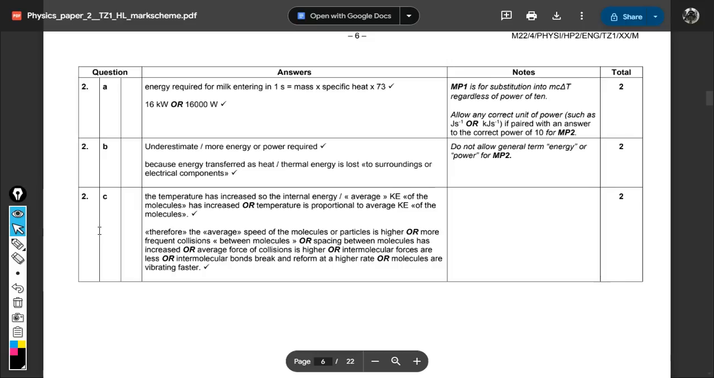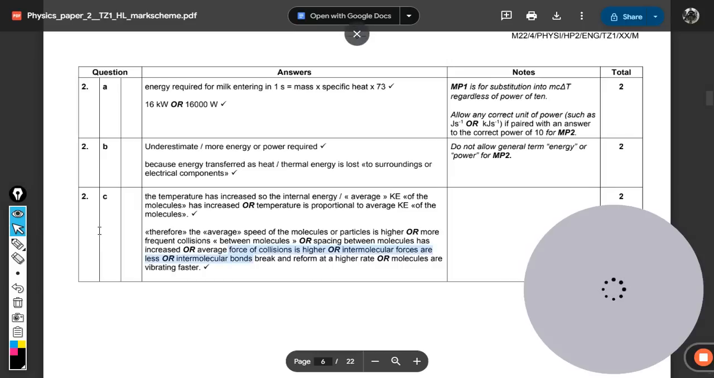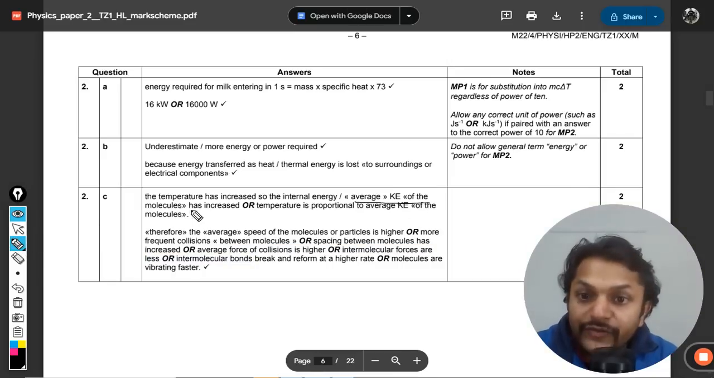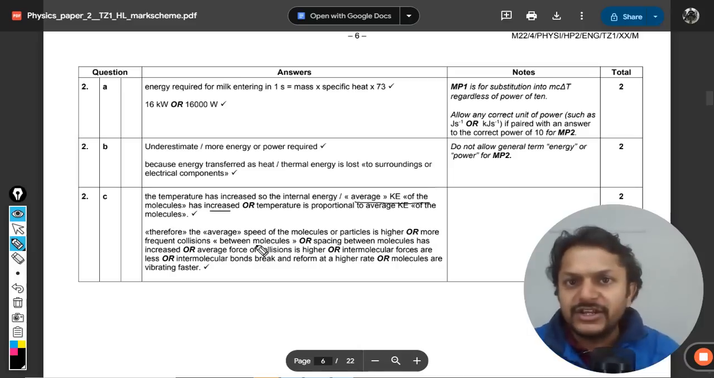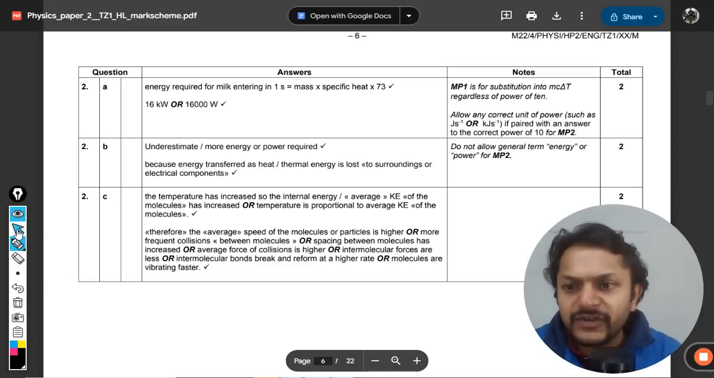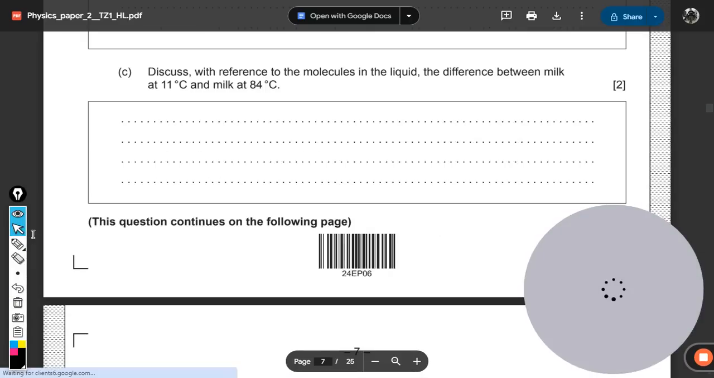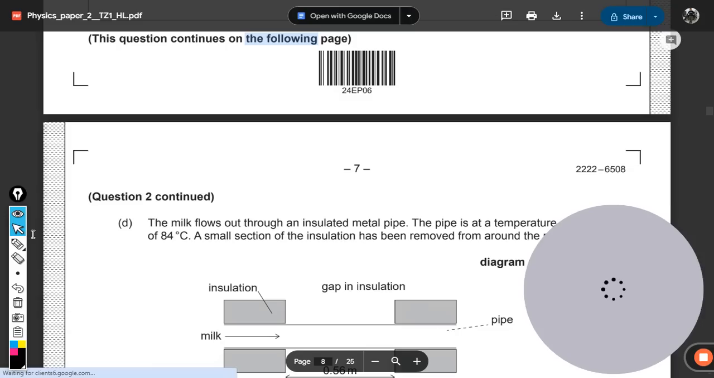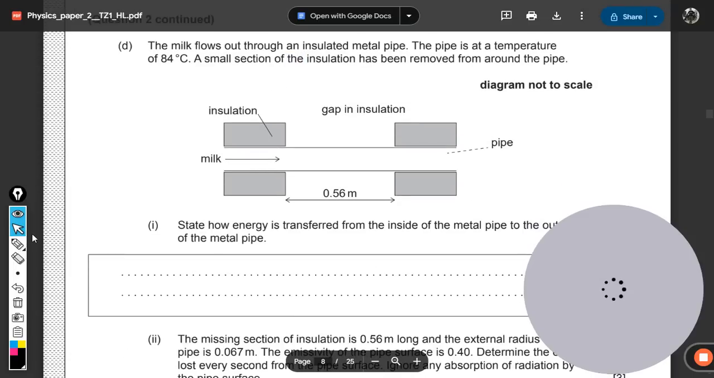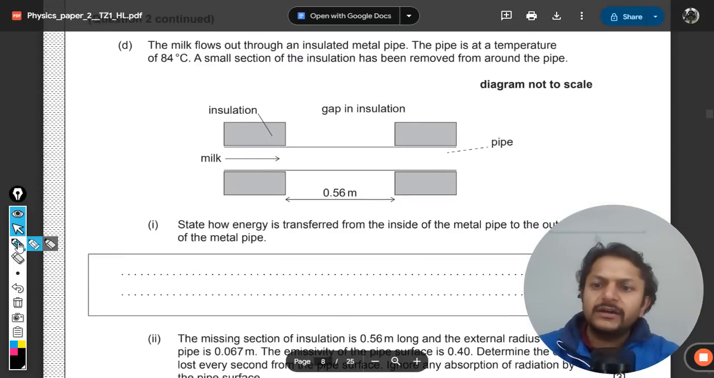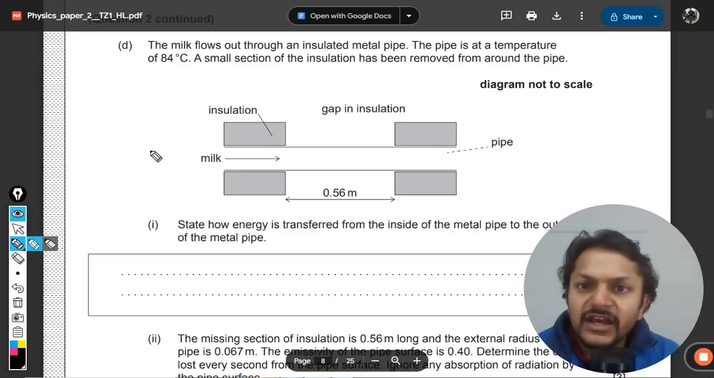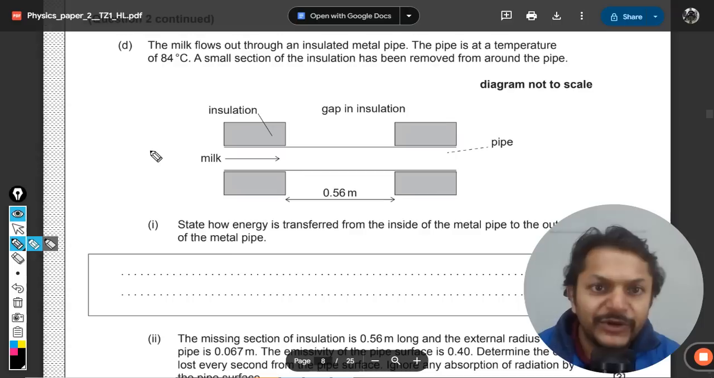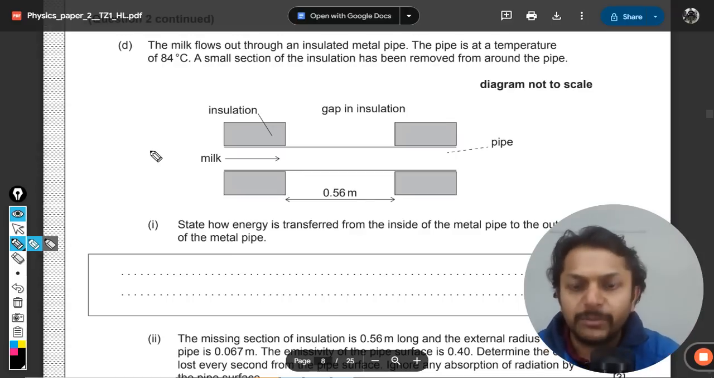So this will be our answer. Let's see what is the answer. The temperature has increased, so the internal energy is more. Average kinetic energy of the molecule has increased. The temperature is proportional to average kinetic energy. Exactly the same thing that we were discussing. Let us move to the next question. Okay, the milk flows out through an insulated metal pipe. The milk is at a temperature of 84 degrees centigrade. A small section of insulation has been removed from around the pipe.